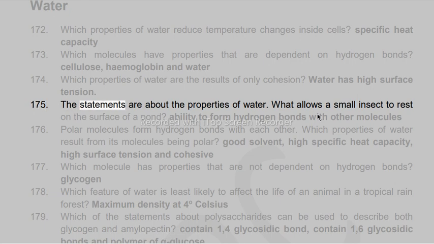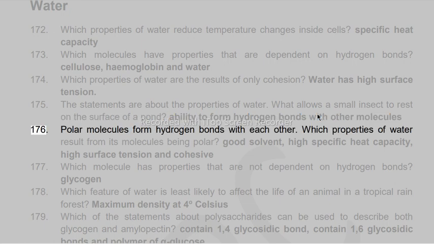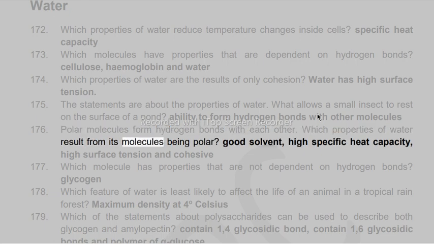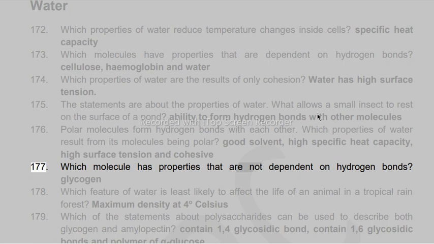175. The statements are about the properties of water. What allows a small insect to rest on the surface of a pond? Ability to form hydrogen bonds with other molecules. 176. Polar molecules form hydrogen bonds with each other. Which properties of water result from its molecules being polar? Good solvent, high specific heat capacity, high surface tension and cohesive.